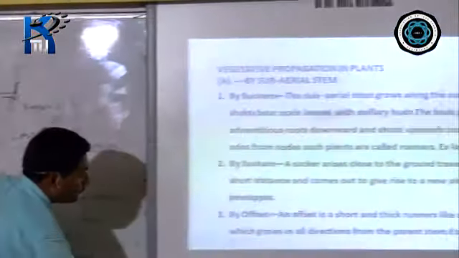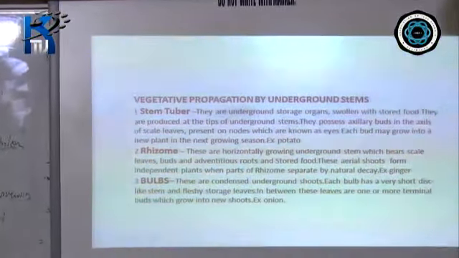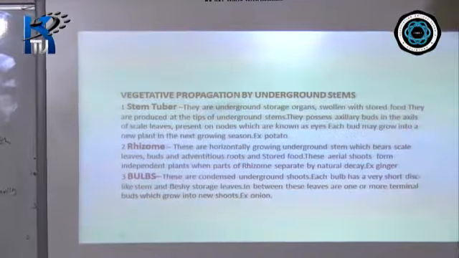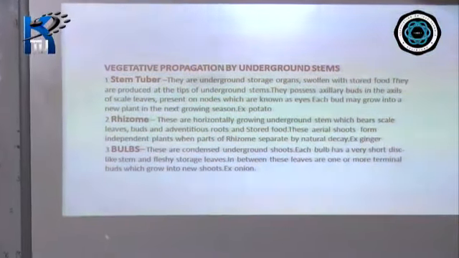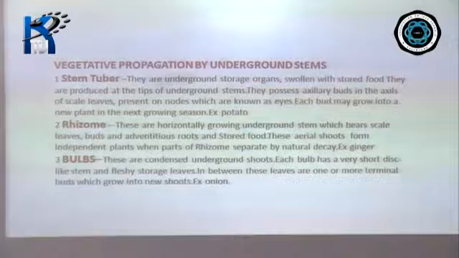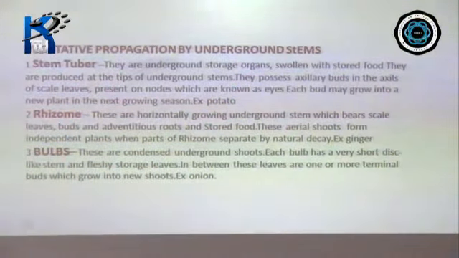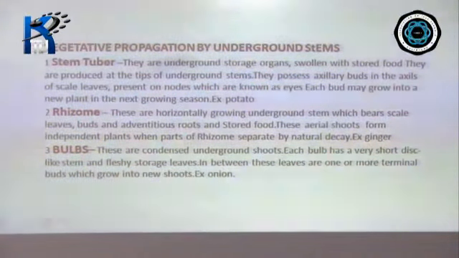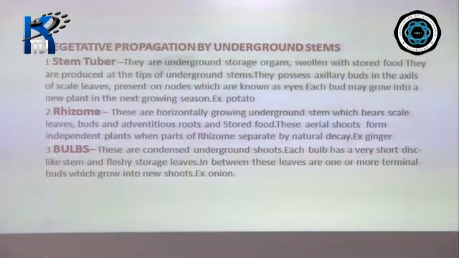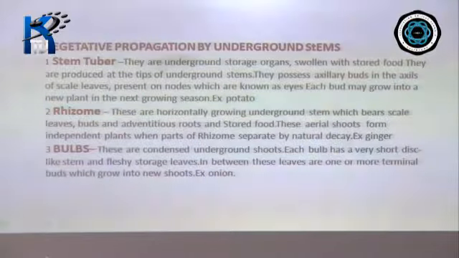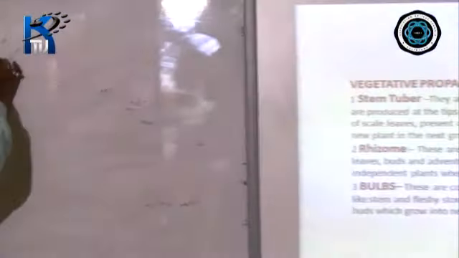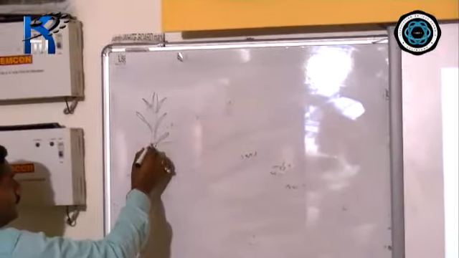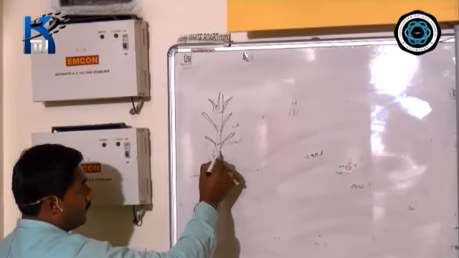Now come to the next part, that is vegetative propagation by underground stem. Now when we talk about a stem, we see that the part of the plant that lies above the ground, this one is the stem.